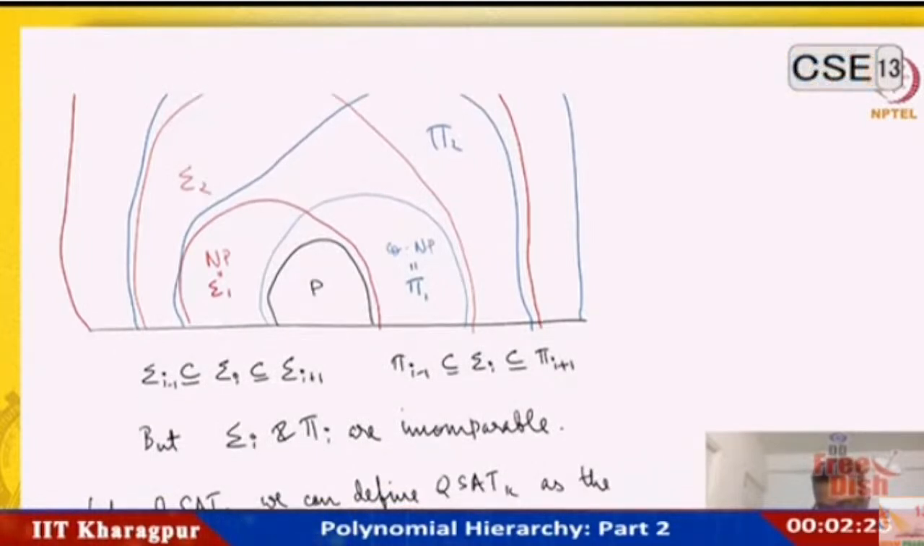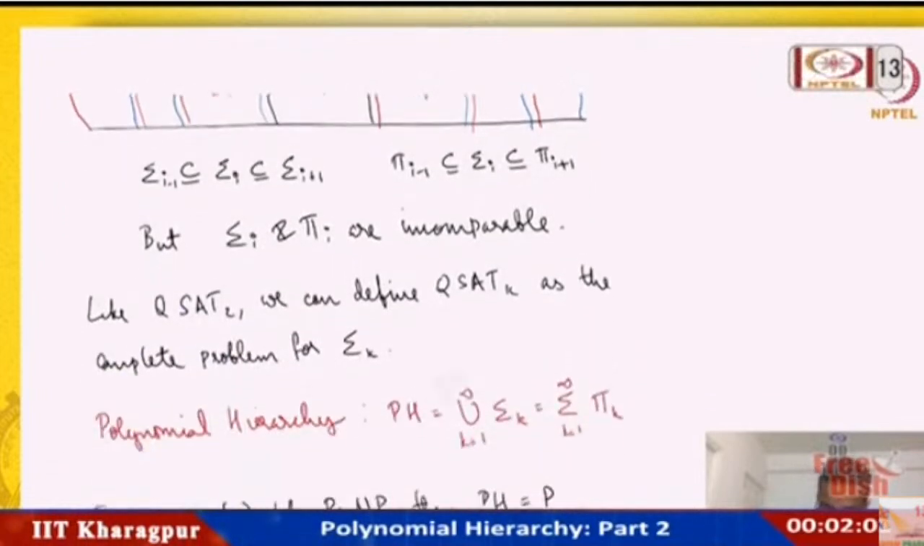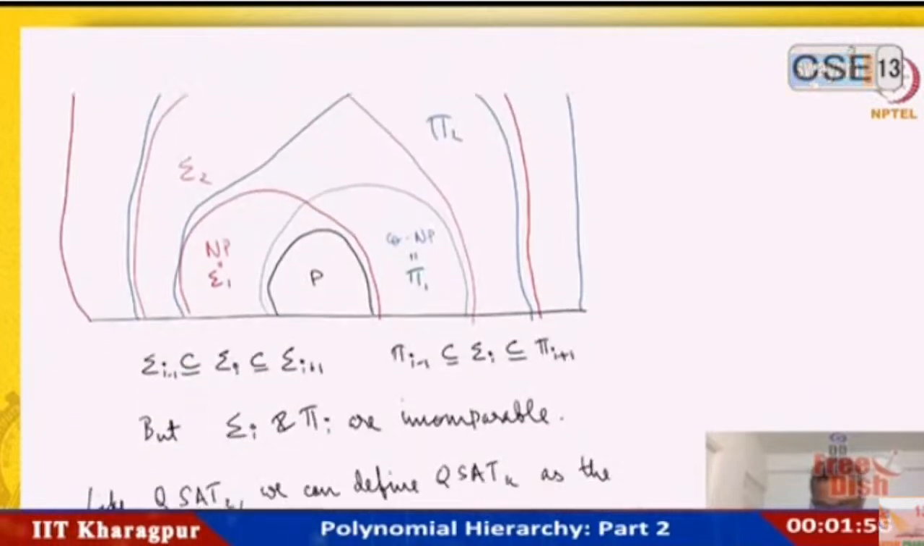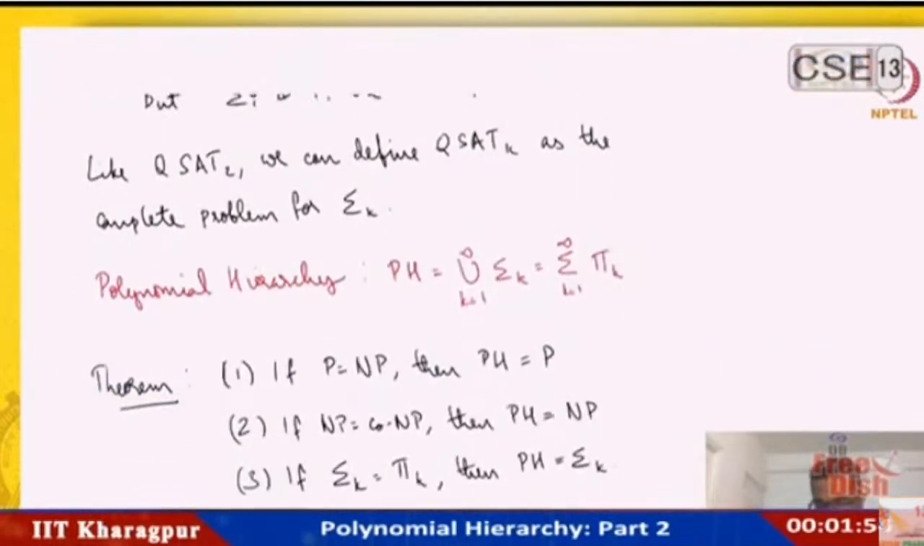This is true for any i. Sigma i minus 1 is contained in sigma i and contained in sigma i plus 1. It's also true that pi i minus 1 is contained in sigma i, and sigma i is contained in pi i plus 1. But for any same i, sigma i and pi i are incomparable. And this set of classes together, all the sigma k and pi k, is called the polynomial hierarchy.